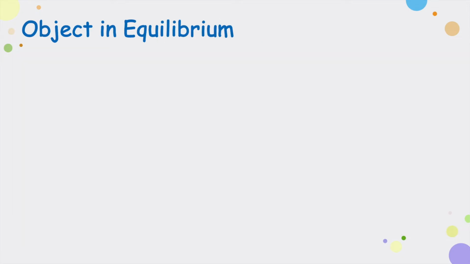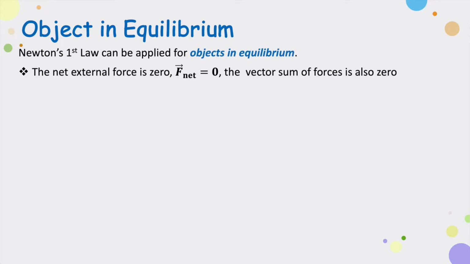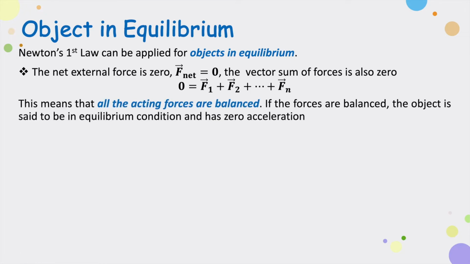If the object obeys Newton's first law, or the law of inertia, that object is said to be in equilibrium. So it means its net external force is equal to 0, and the vector sum of all the forces is also equal to 0. Again, take note, that only means it is in equilibrium, meaning to say your forces are balanced.